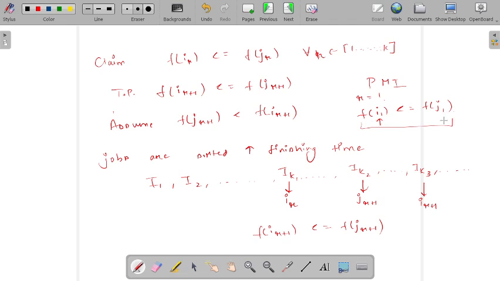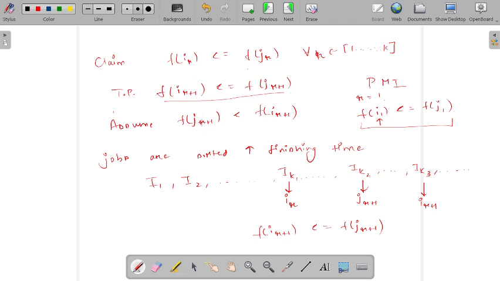So our next step, the induction hypothesis, is that we assume the finishing time of IR is less than or equal to that of JR. Now we have to prove the induction step, which says that the finishing time of I of R plus 1 is less than or equal to that of J of R plus 1. We'll use contradiction to prove this step.